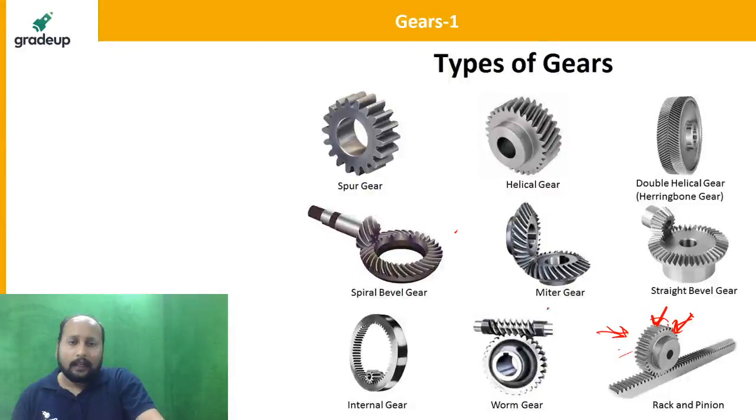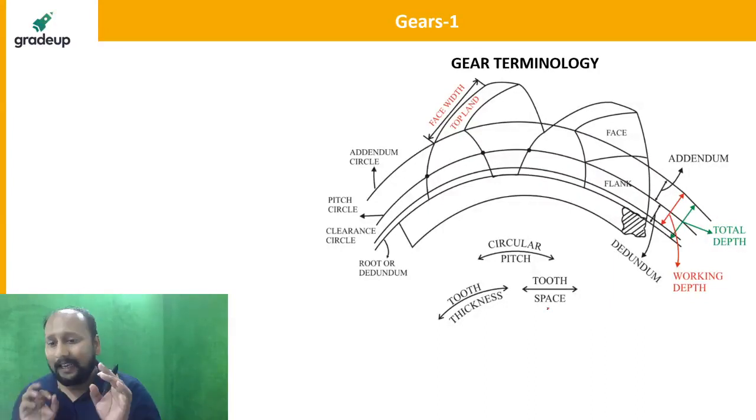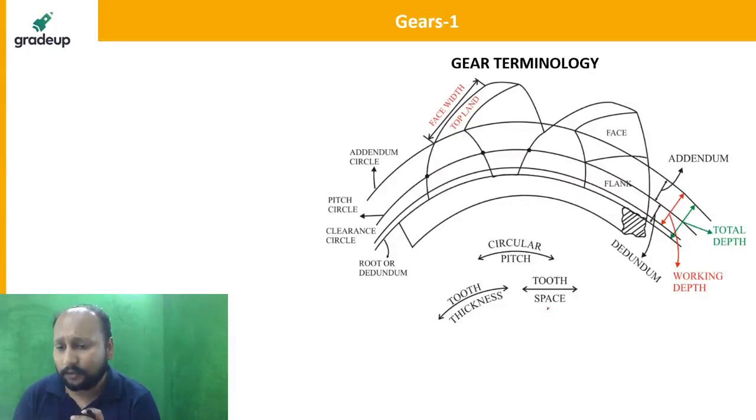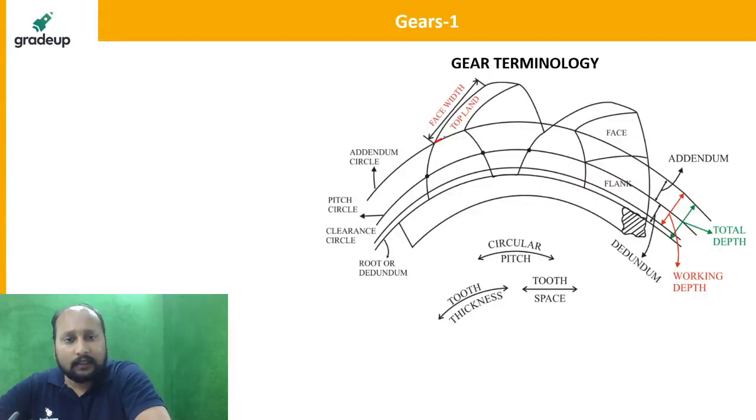Now let me talk about how a gear looks. Now let us talk about a very basic and very important term from the exam point of view, the gear terminology, because in this diagram we'll spend some 5 to 10 minutes understanding the different nomenclatures. Now let us understand the gear terminology. We have two gears. This is the teeth of the gear, which I am drawing with a red marker.